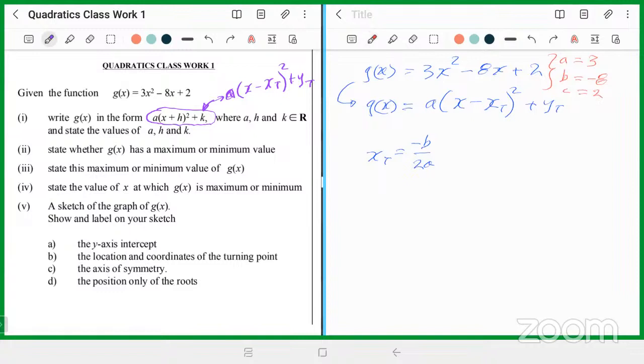So xt is equal to... you have to be careful with these negative signs. Once you're doing math and you come up with a negative sign, you have to be super careful with the negatives, because most mistakes in math at this level are made with the negative sign.